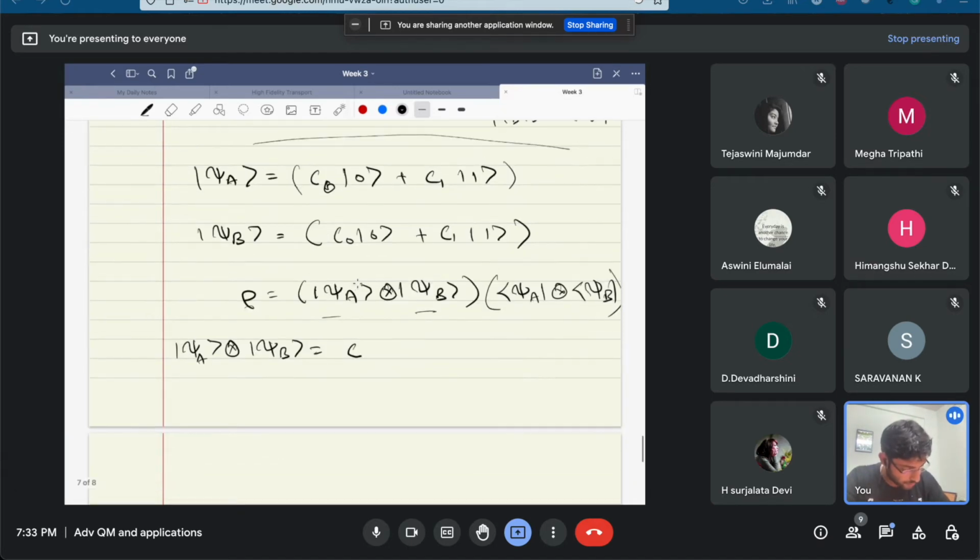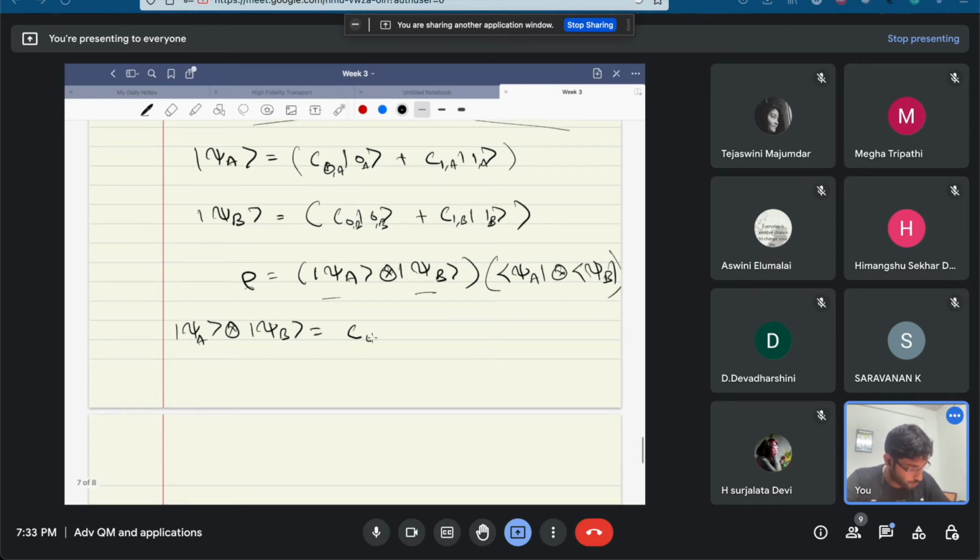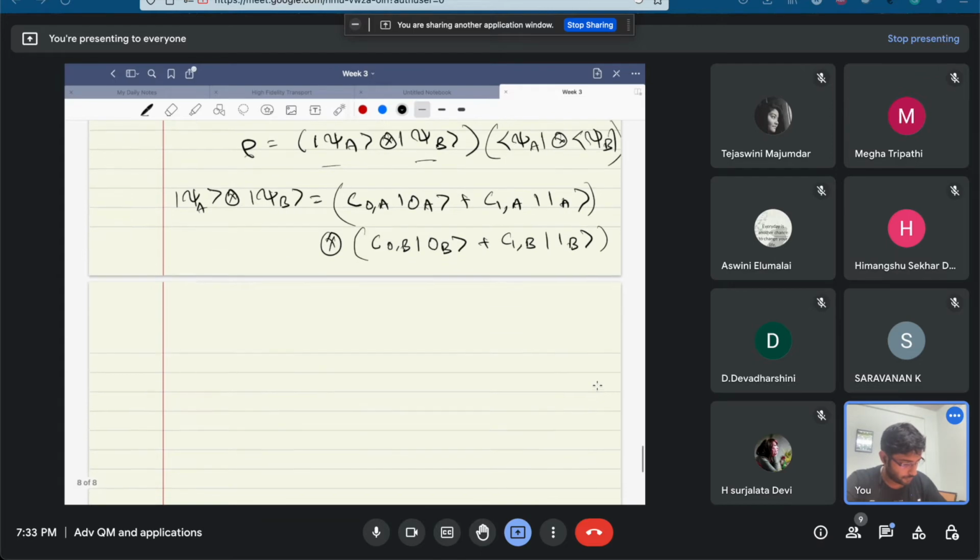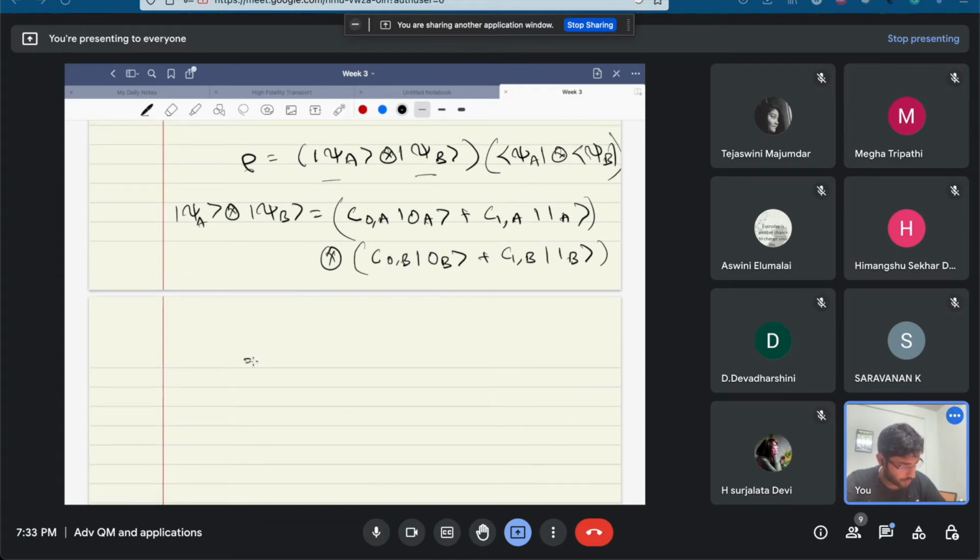So let's say, I think I should put some subscript A here to avoid confusion. Okay, so what we have here is c0 A tensor product with d0 B, and so on. So what we get is something like this. This notation means that they are tensor products.